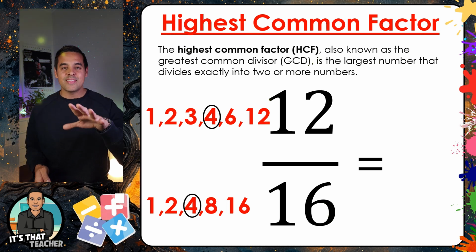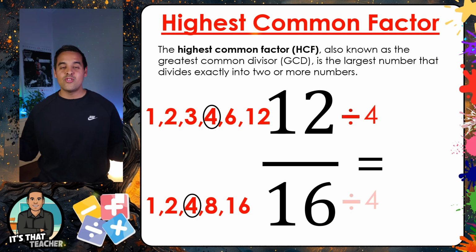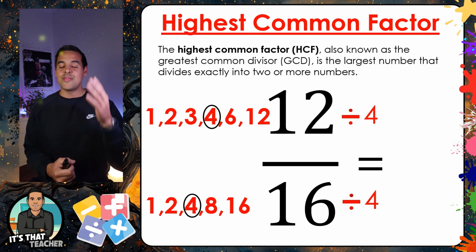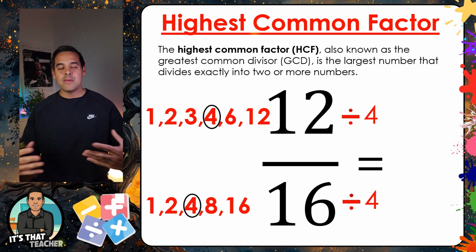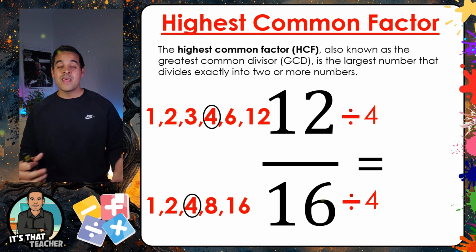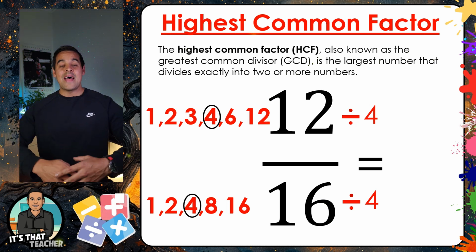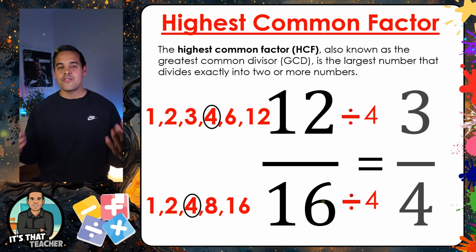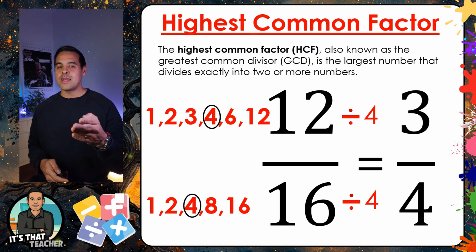Once you have identified the highest common factor, we need to divide both the numerator and the denominator by the same number. So 12 divided by 4 and 16 divided by 4. And that will give us our simplified fraction, which is going to be 3/4.